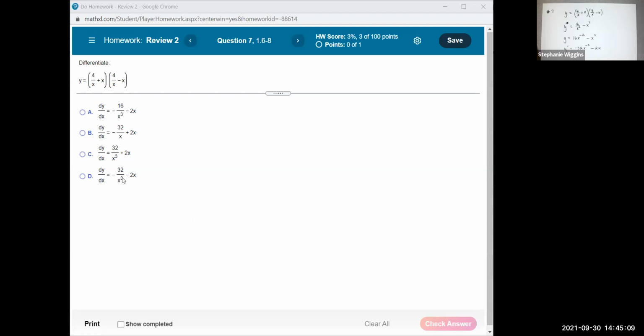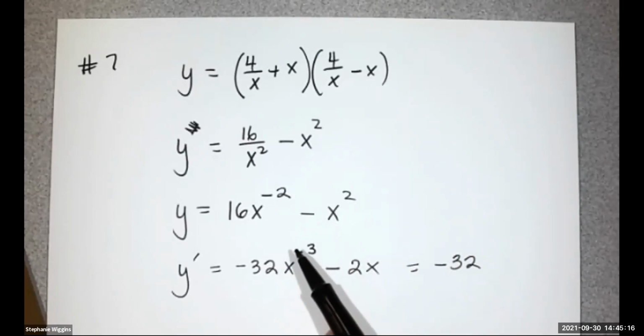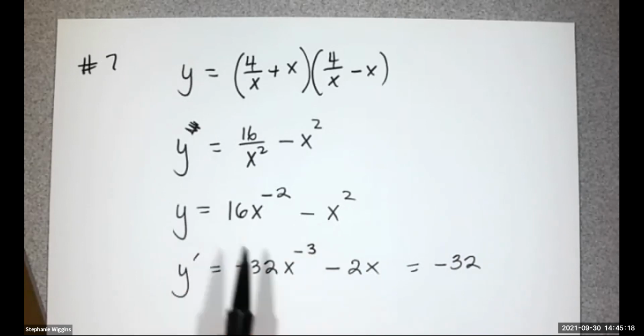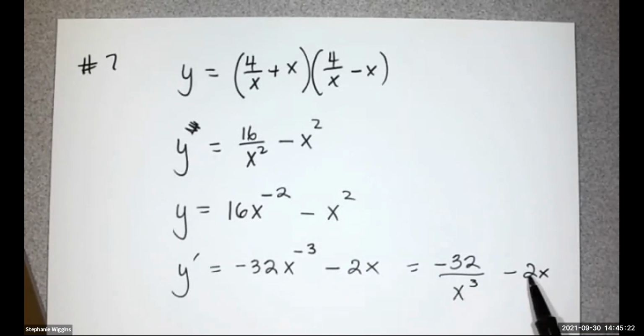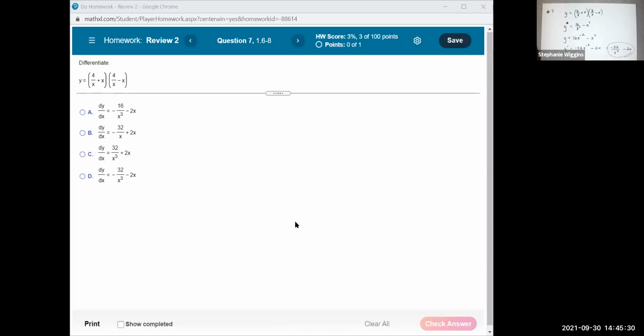So this becomes negative 32. This negative here just means I can put x cubed in the denominator. And this is the format that they want. So going back to the problem I have, it looks like D is the correct choice.